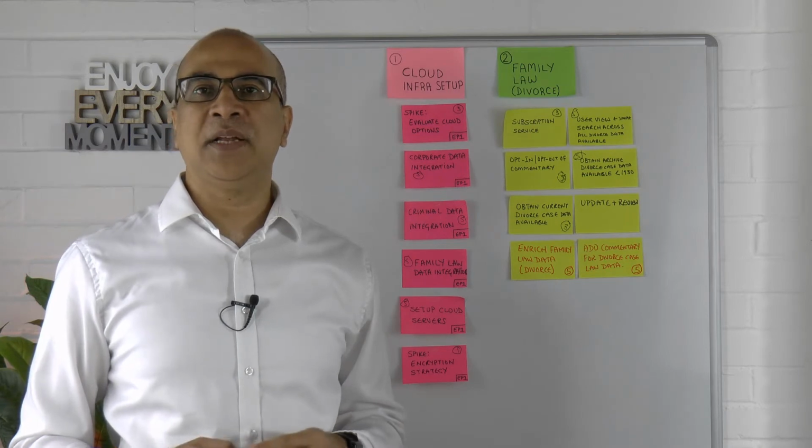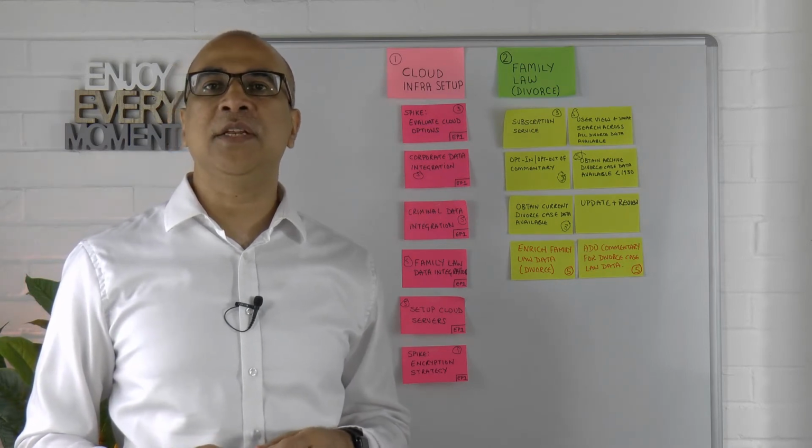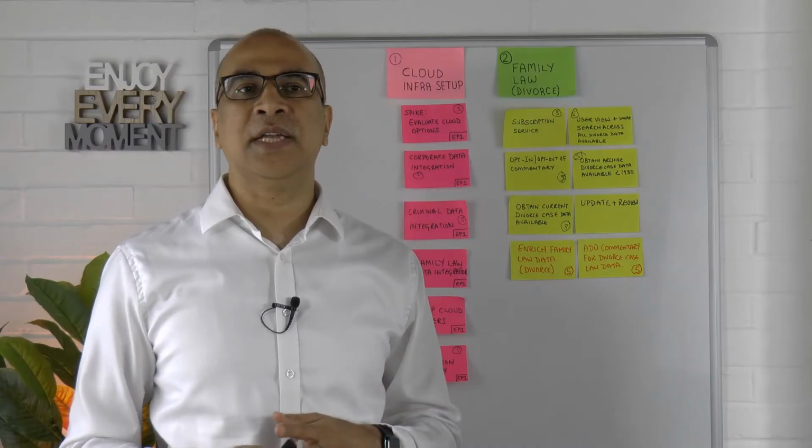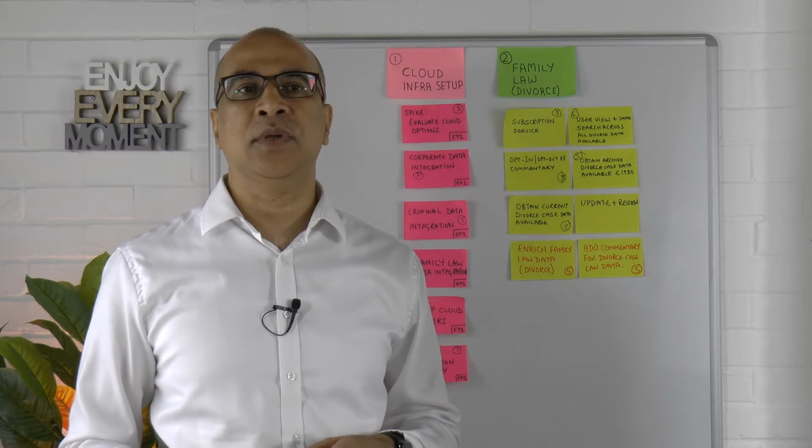So let's just dial back a little bit. If we looked at the features that we needed to deliver, we've got 5 features altogether. I've grayed out the features that we're not going to be discussing as part of this exercise, just to keep things simple. We're looking at just 2 features. One is the cloud infrastructure and the other is the family law. Now to deliver both of these features, we need 2 teams. We need team Pear and we need team Apple as well. So let's now have a look and see how we actually do the planning.